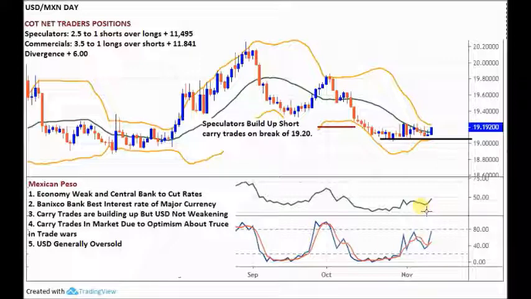USD, as I've said in a few videos recently, is just generally oversold. You've got a very risk-on market, people optimistic, particularly about trade wars. We just don't think they're going to be solved that quickly, and speculators have already sold on the fact that they will be. So they've got their shorts in here.